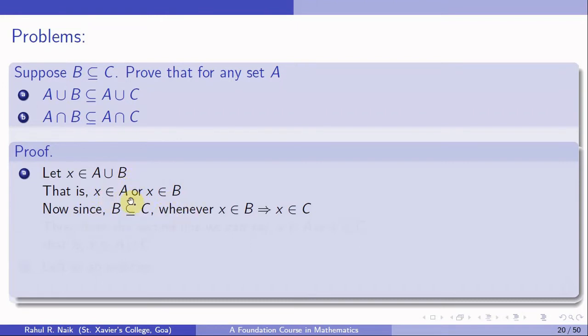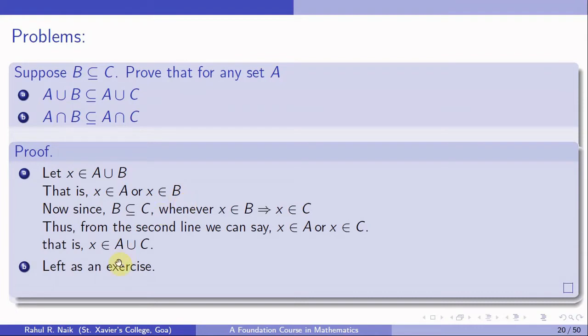Now the second one, again I leave it as an exercise. It's a similar problem, the only thing is that in place of OR you are going to have an AND. So I would leave that as an exercise.